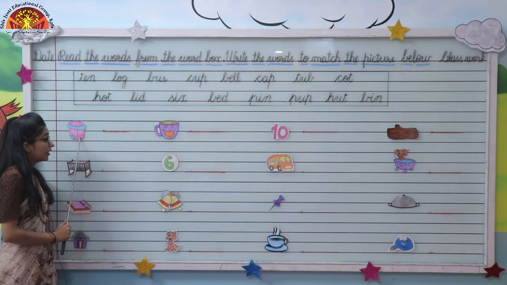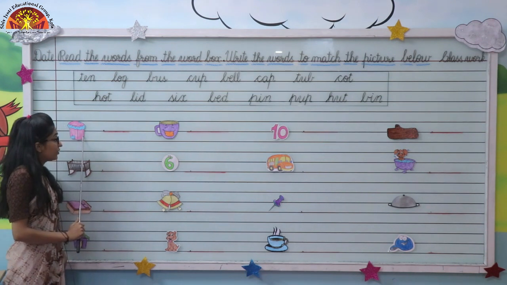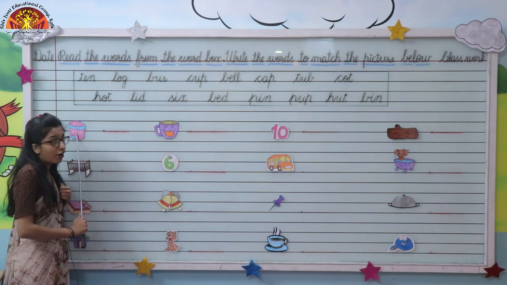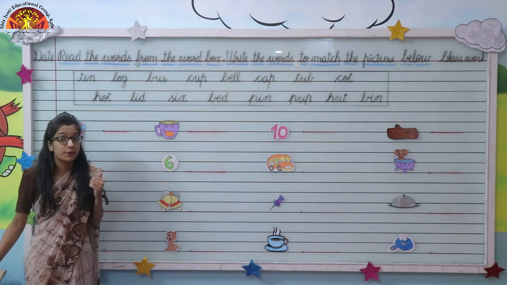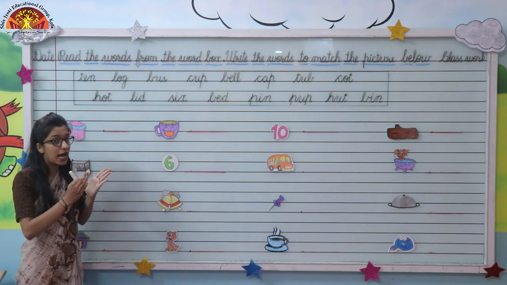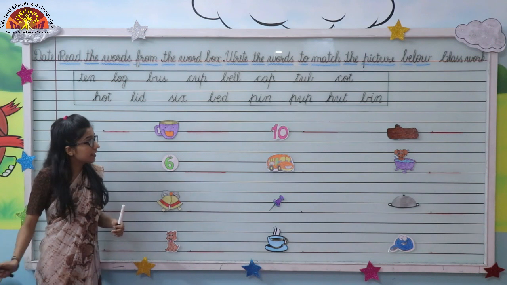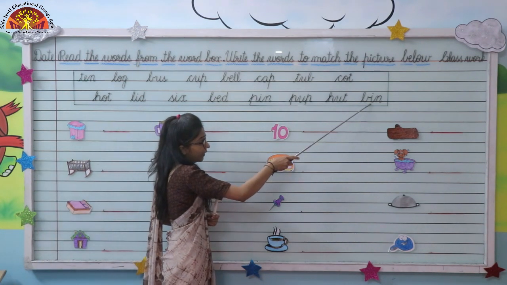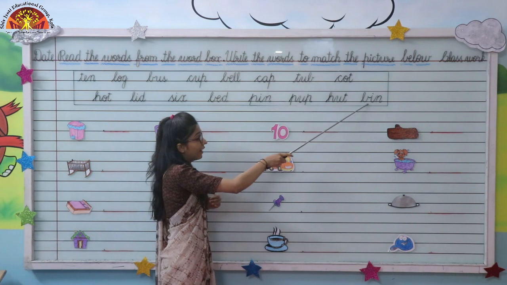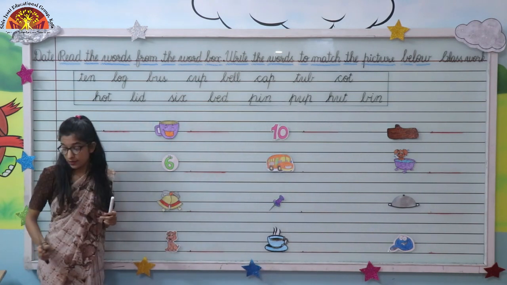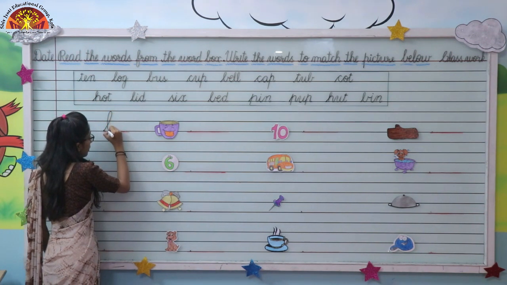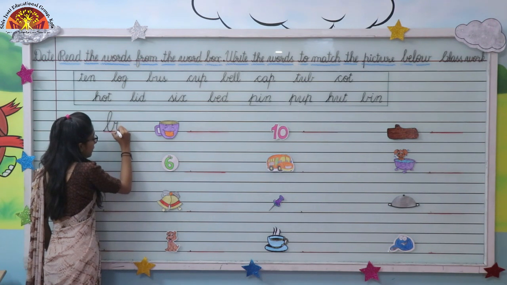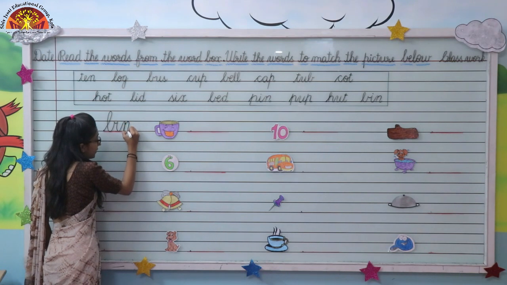Tell me which picture is this? This is a picture of bin. So what we have to do? We have to write here spelling of bin. B-I-N, bin. See kids, in this box spelling of bin is already given over here. So we have to write here bin. Okay, let's write B, I, N. B-I-N, bin.